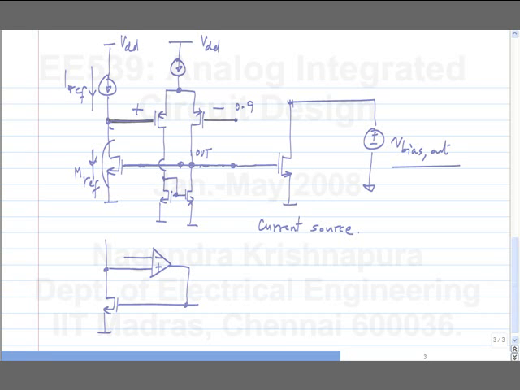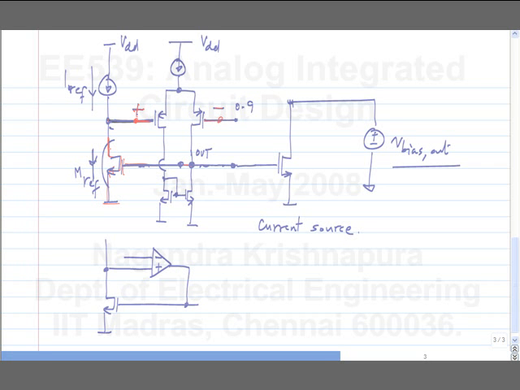Forget that this is a bias circuit. Let's think of this entire thing from these inputs to this particular output. What is the circuit we have? From these two inputs to this particular output, it's a two-stage op-amp. So what do we need?